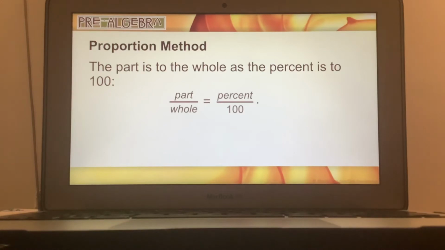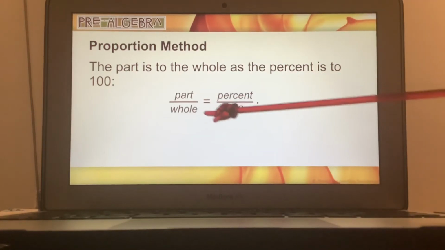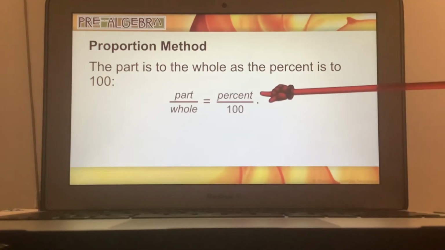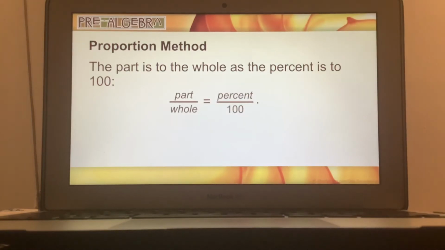If we use the proportion method, the part is to the whole, that is equal to the percent is to 100. So remember, in lesson 7.1, we said that the percent is some number over 100, or a ratio of that number over 100. So that is equal to the part over the whole.